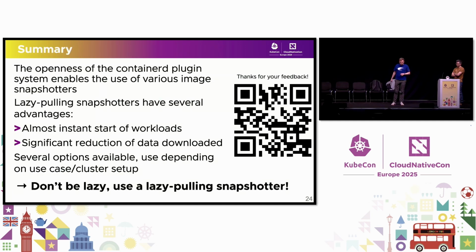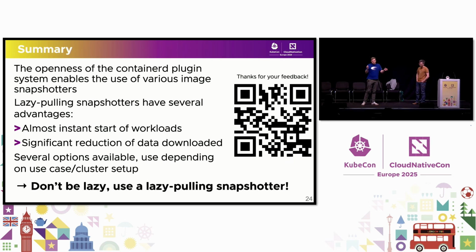Okay. So that already brings me to the summary. The first thing to note is it's really great that containerd has this plugin system, because it basically allows anybody to write these snapshotters. Here we looked specifically at the lazy pulling snapshotters, and they have two major advantages. You can almost instantaneously start your workloads, and you significantly reduce the amount of data downloaded, and you don't have to tell your users to try to optimize how you build your images, because it doesn't really matter anymore at that point.